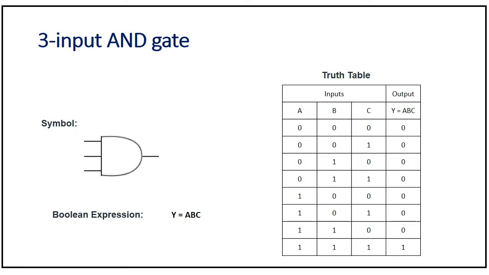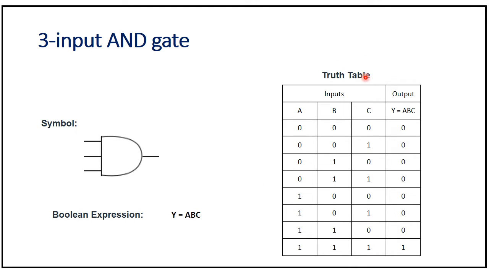In this slide, we will discuss 3 input AND gate. When you say 3 input AND gate, it means AND gate has 3 inputs and only one output. Symbol of AND gate: A, B, C. These 3 are the inputs and Y is output. Boolean expression of 3 input AND gate: Y is equal to A into B into C, Y is equal to A dot B dot C. So we can say in 3 input AND gate, it's a product of 3 input quantities.